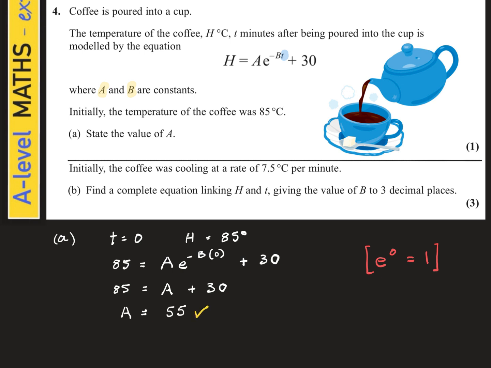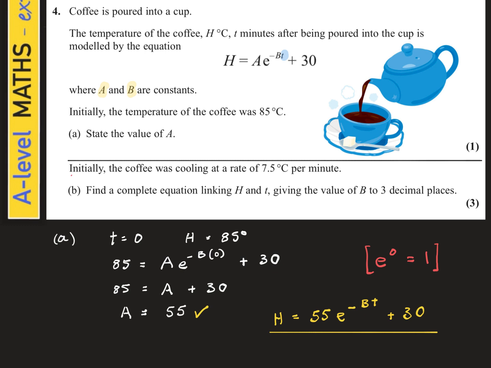We could write the equation now and say that H is equal to 55 e to the minus Bt plus 30. We have a lot more information. And this equation will help us in the next part.